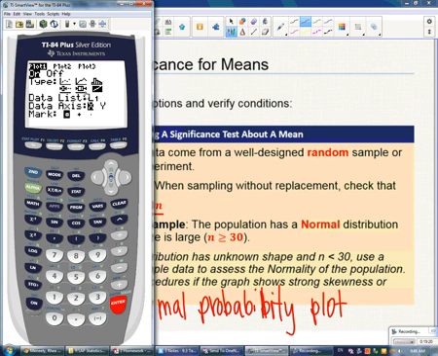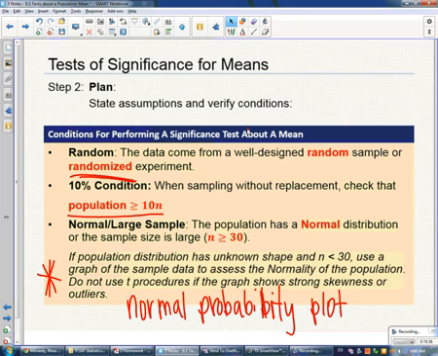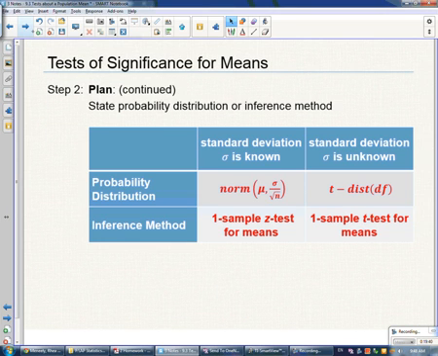If it looks curved in any way, or if you have any points that are way far away from the rest, that would indicate that you have an outlier, or that the distribution is skewed. And so continuing with our inference procedures would not be appropriate. There is an example today that requires the use of a normal probability plot, so we'll talk about it more when we get there.